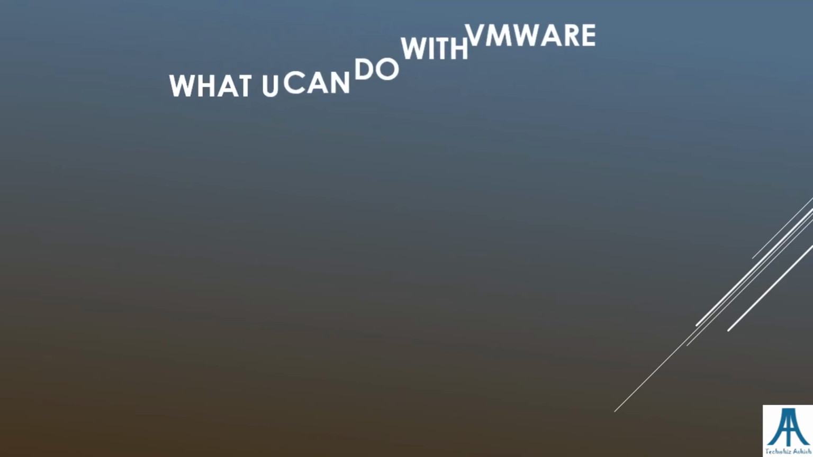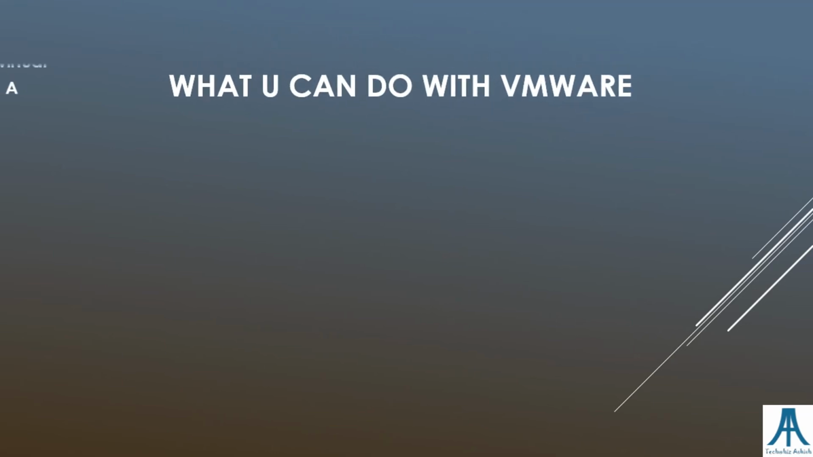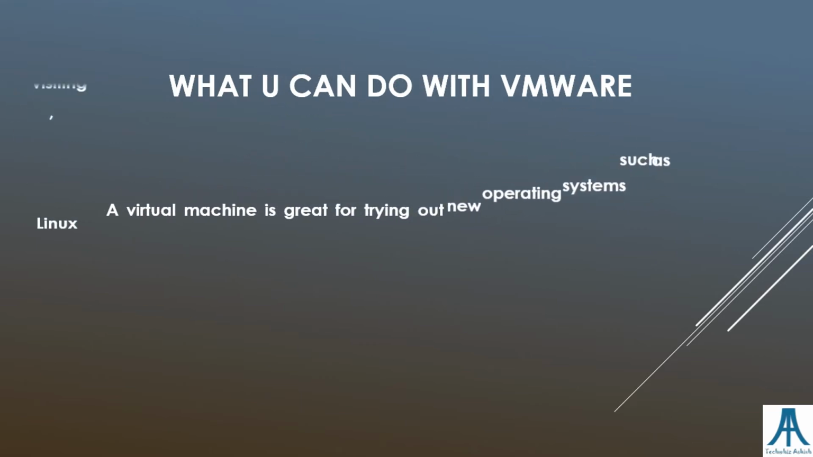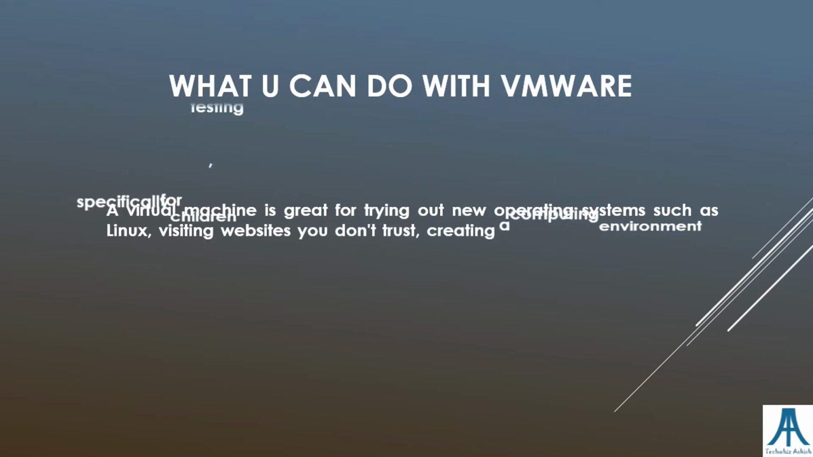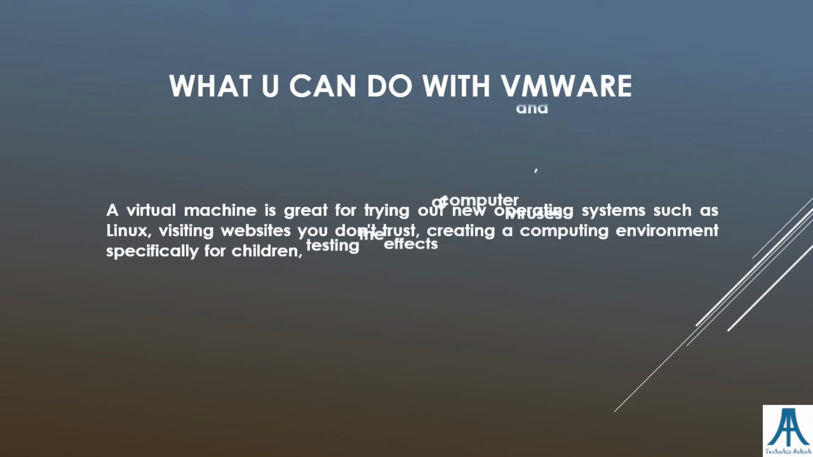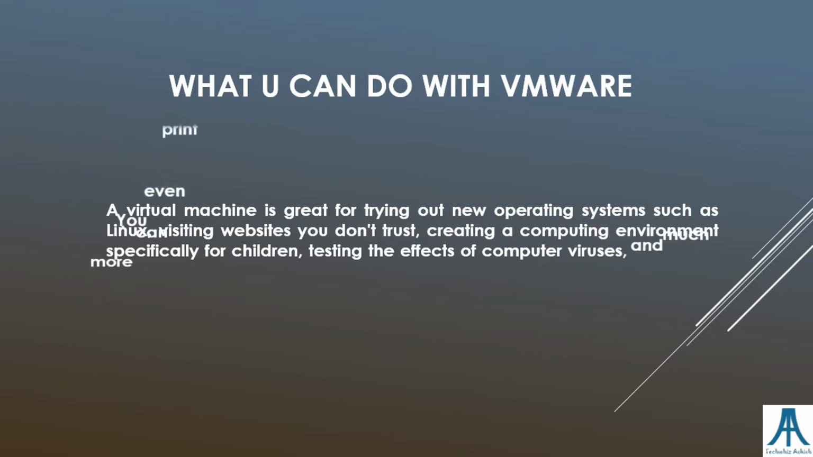What you can do with VMware. A virtual machine is great for trying out new operating systems such as Linux, visiting websites you don't trust, creating a computing environment specifically for children, testing the effects of computer viruses, and much more. You can even print and plug in USB drives.